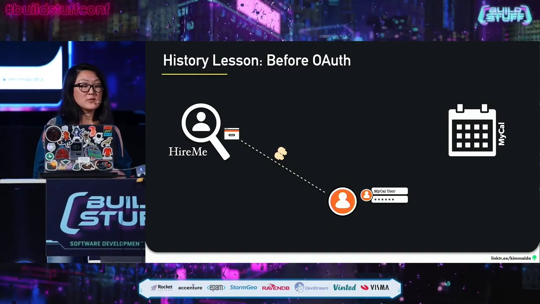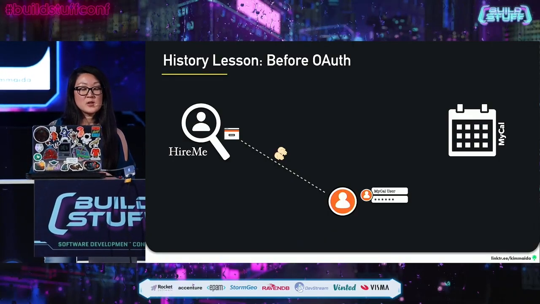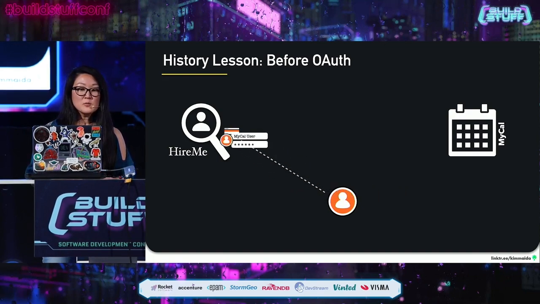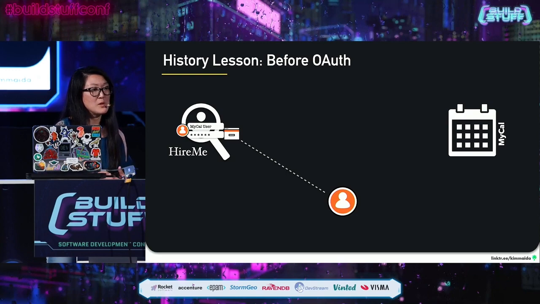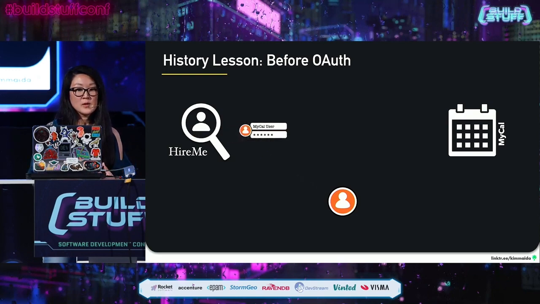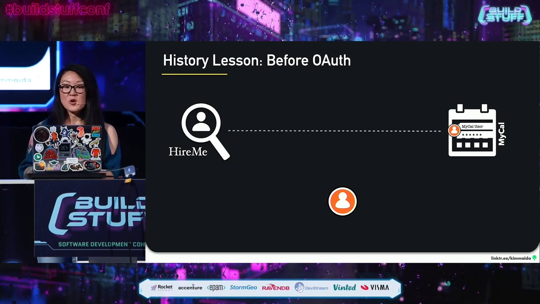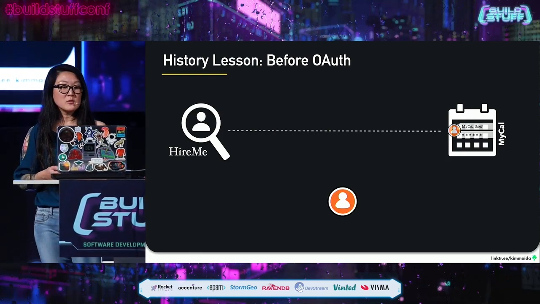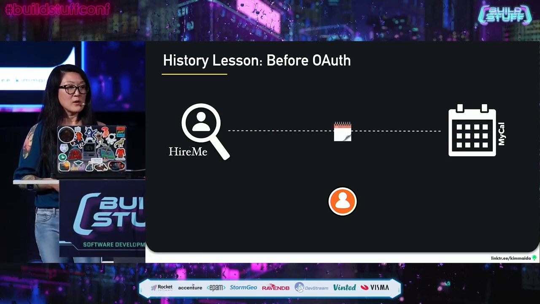Before OAuth, this is what would happen. HireMe would ask you, the user, for your MyCal credentials. You would give your MyCal username and password to HireMe, and HireMe can then call the MyCal API to do things like create calendar events on your MyCal on your behalf. And it does this by using access that was provided by sharing your MyCal username and password with HireMe.